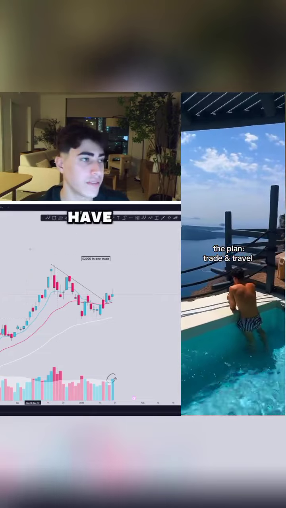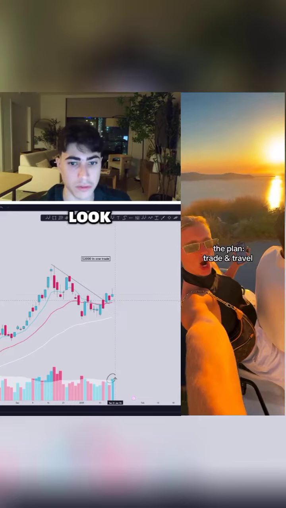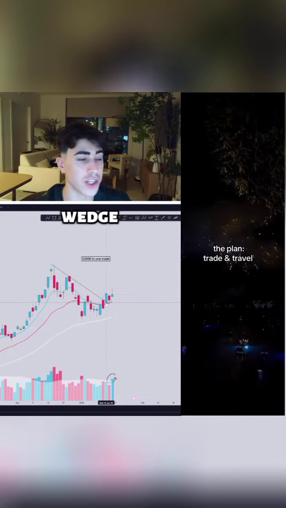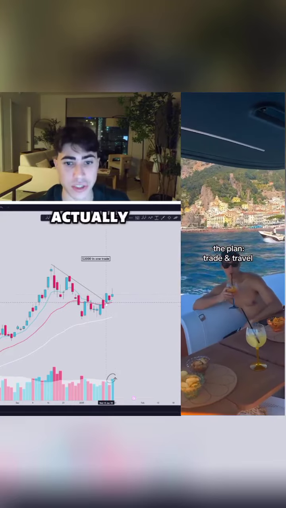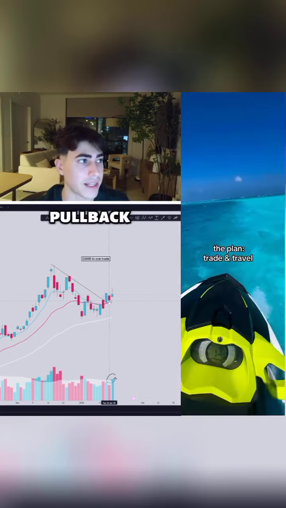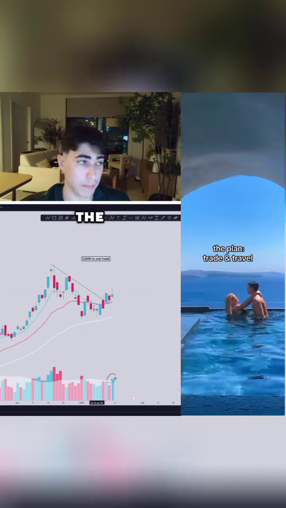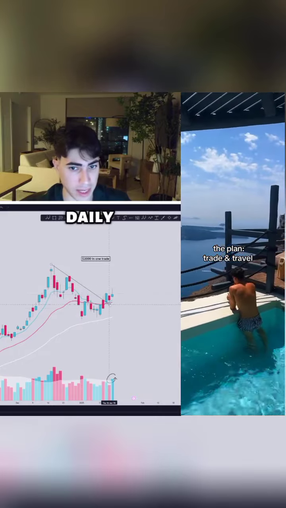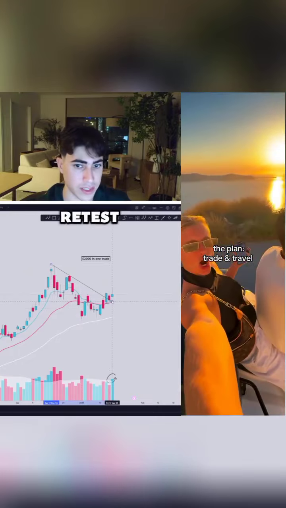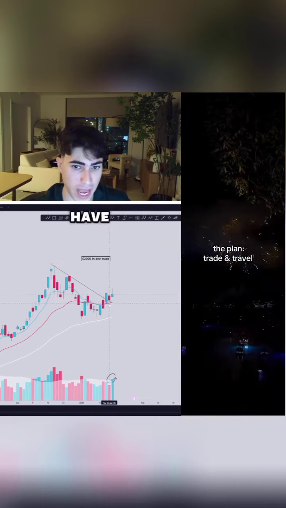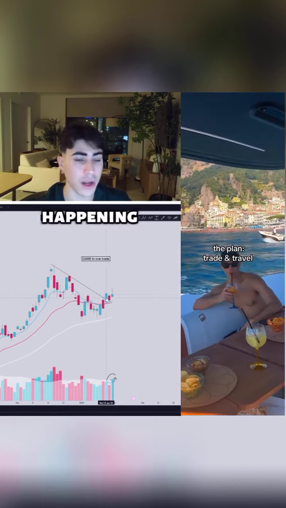So once we have the daily wedge confirmed, what we look for is the breakout of the wedge. For this specific trade, I actually took the retest and the pullback into the 8 EMA, but the idea is to take the daily breakout that's happening or the retest. So you can see right here, this is the trend line. We have the retest and the breakout happening right here.